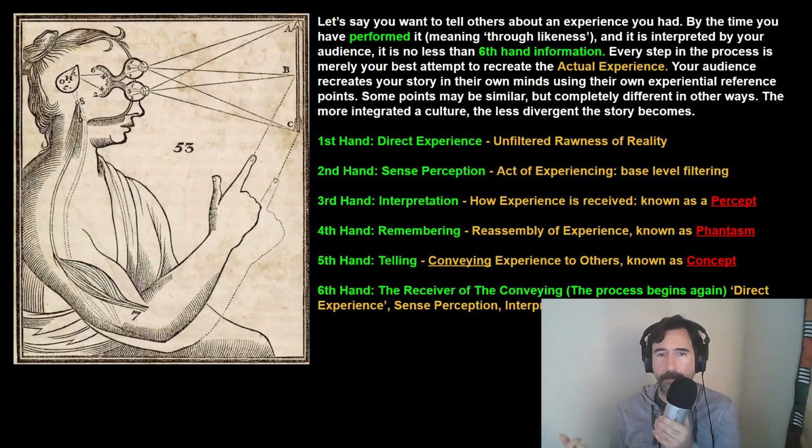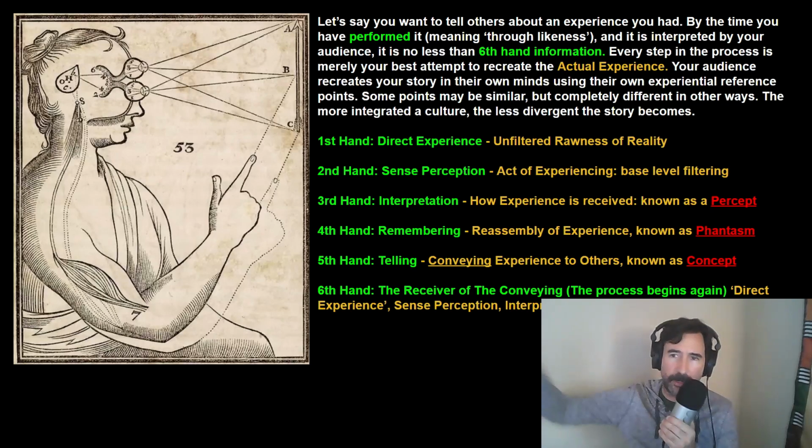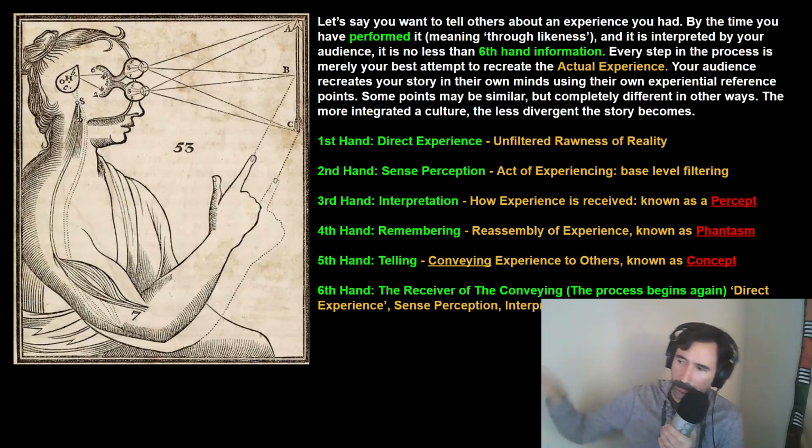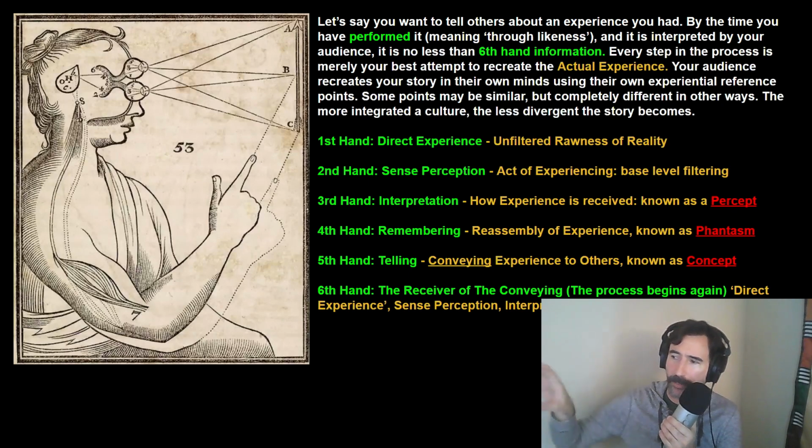The fourth hand is remembering. This is the reassembly of your experience. So this is post facto. You're no longer experiencing this experience you want to tell someone about, but now you're reassembling it. You're remembering. The way I learned the word remember was to take the word dismember. Dismember is to chop things up, so to remember is to take those pieces and bring them back together. So you're taking, oh, I remember this part about the experience and this part and this part. That's how you relay an experience.